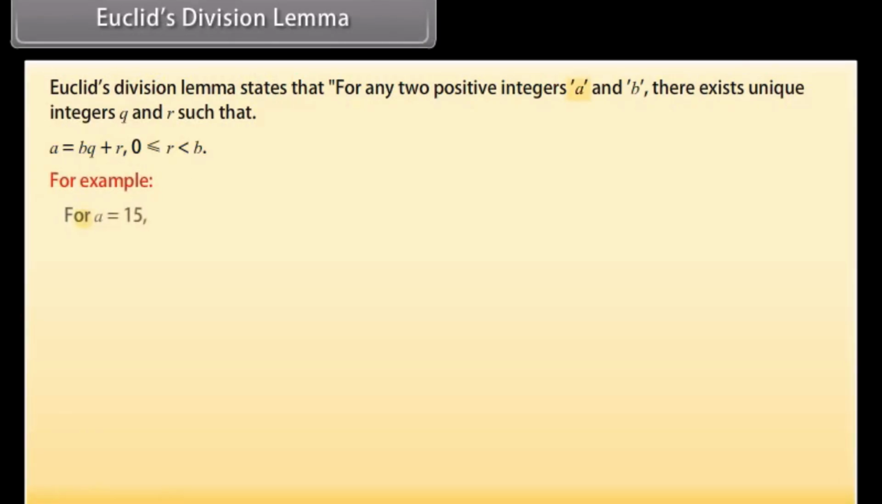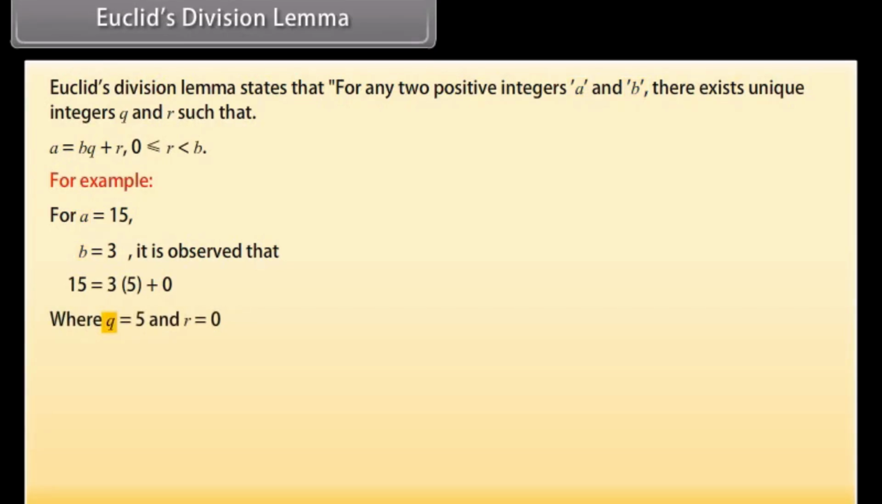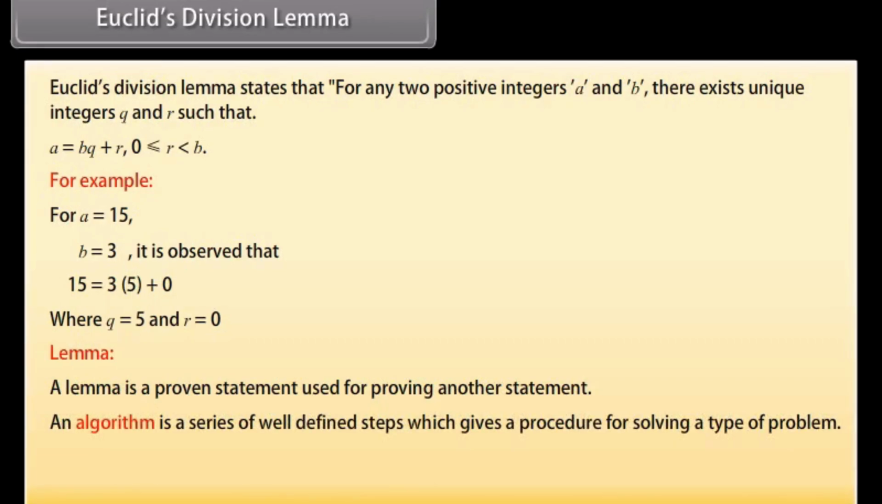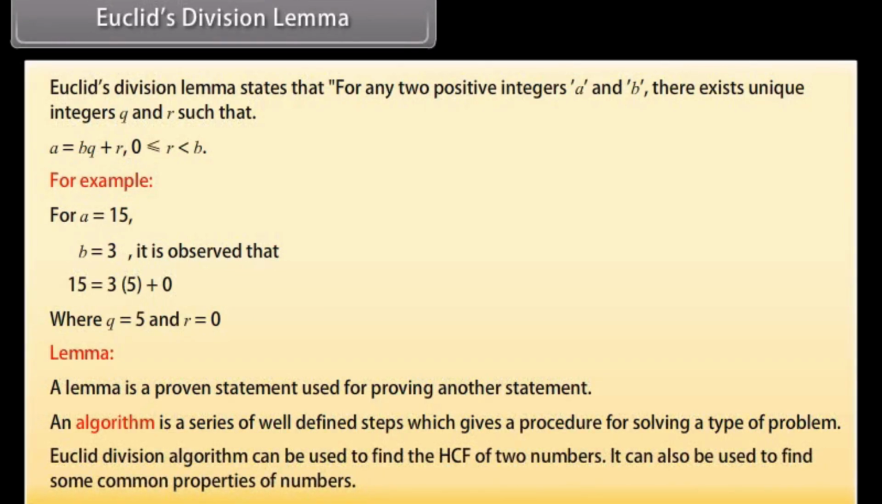For example, a is equal to 15, b is equal to 3. It is observed that 15 is equal to 3 into 5 plus 0, where q is equal to 5 and r is equal to 0. Lemma. A lemma is a proven statement used for proving another statement. An algorithm is a series of well-defined steps which gives a procedure for solving a type of problem. Euclid's division algorithm can be used to find the HCF of two numbers. It can also be used to find some common properties of numbers.